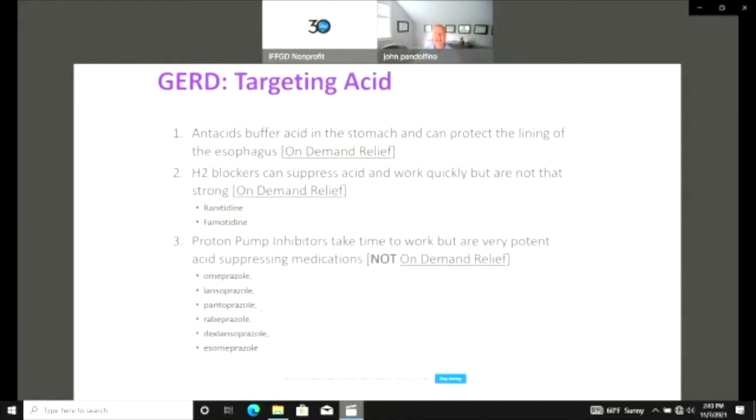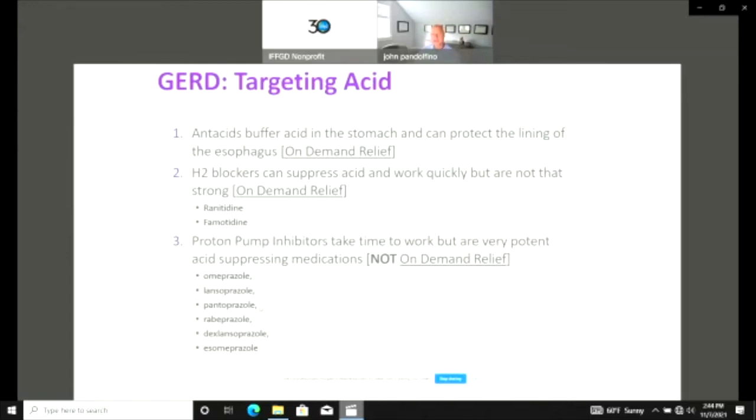Now, as I mentioned, antacids buffer acid in the stomach. They're predominantly on demand, just like H2 blockers. They can suppress acid and work quickly, but they're not as strong as proton pump inhibitors. So I like to use antacids for my patients who have maybe a little bit of reflux after a dietary indiscretion. H2 blockers, which suppress acid, they don't just buffer acid like antacids, are a little bit stronger than antacids. I use them for people who probably have a little bit more severe symptoms. They know when they eat late, they're going to have symptoms. That's another on-demand medicine that I'll use.